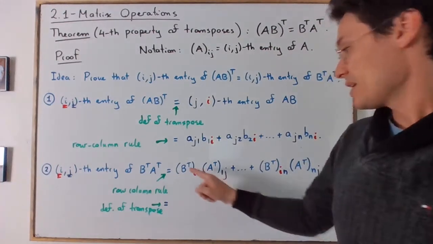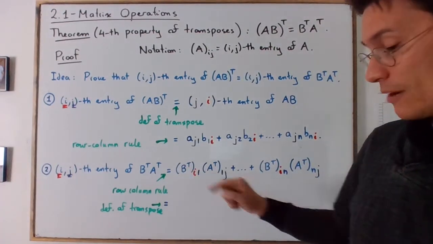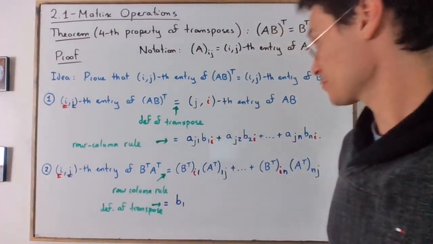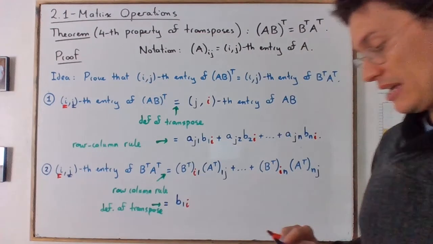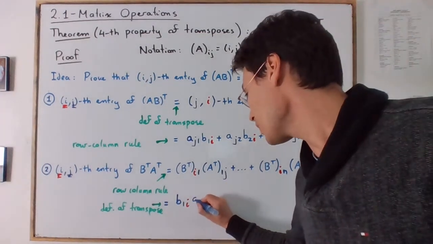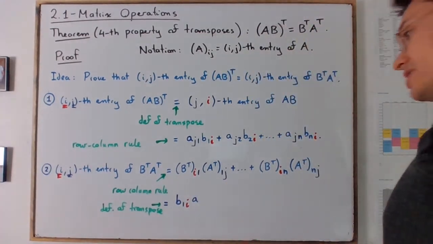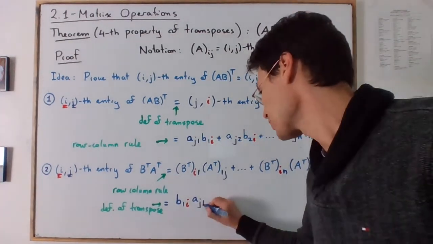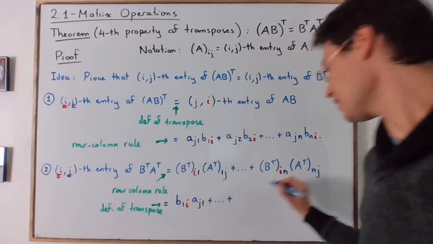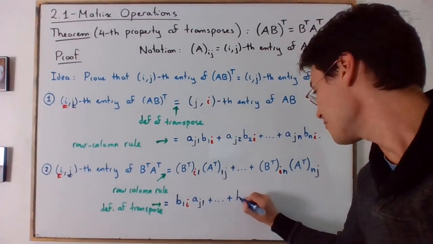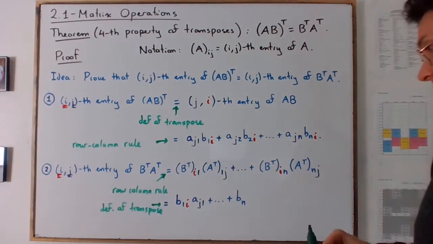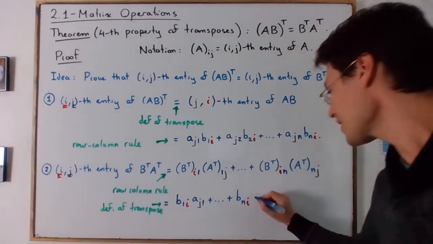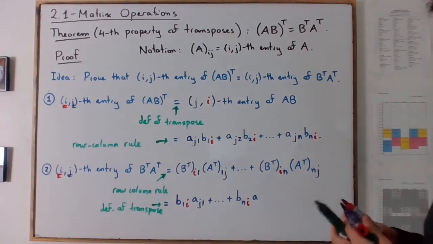So what does it mean? Instead of B transpose i1, you're going to have B1i. And instead of A transpose 1j, you will have Aj1. And then you continue like this until you have BNi and AjN.